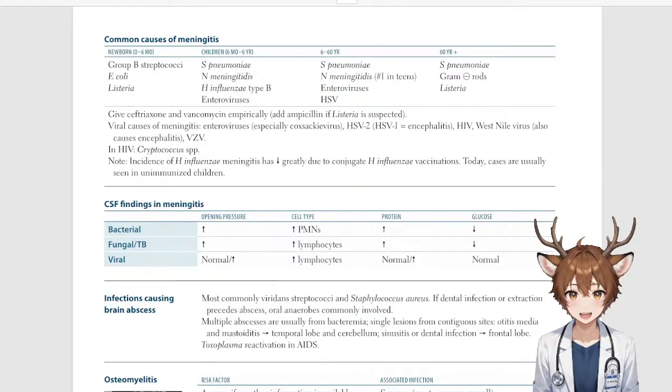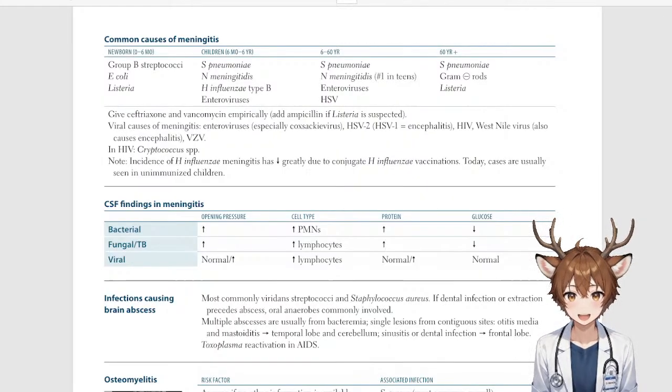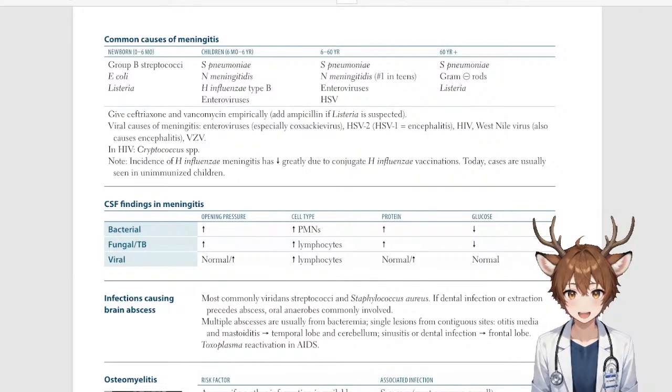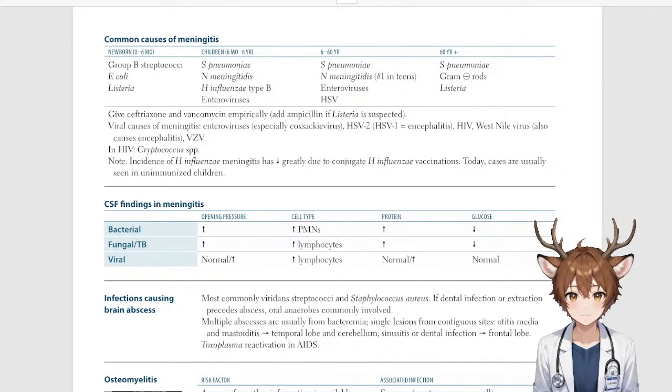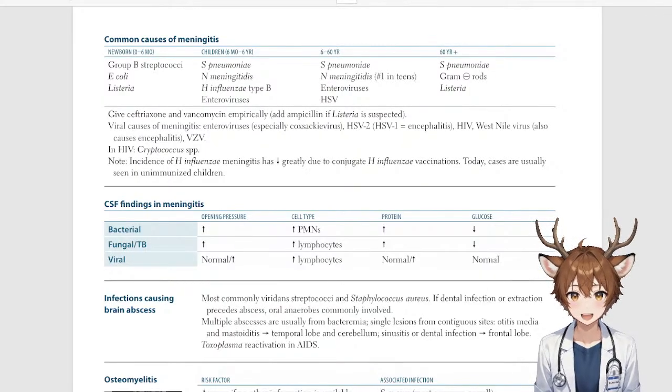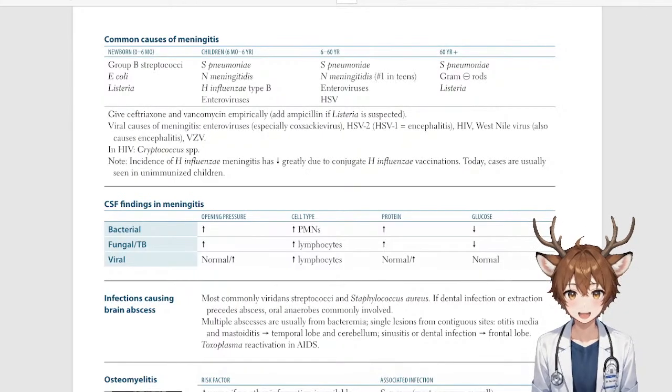What about 6 years of age to 60 years of age? That's a pretty unique demographic category. Strep pneumo, Neisseria meningitidis, enteroviruses, and HSV. So basically a very similar category to what we had before. Strep pneumo still the biggest, and then Neisseria meningitidis, and we still have enterovirus in there, but we dropped H flu and group B strep, and now we have HSV added to it as well.